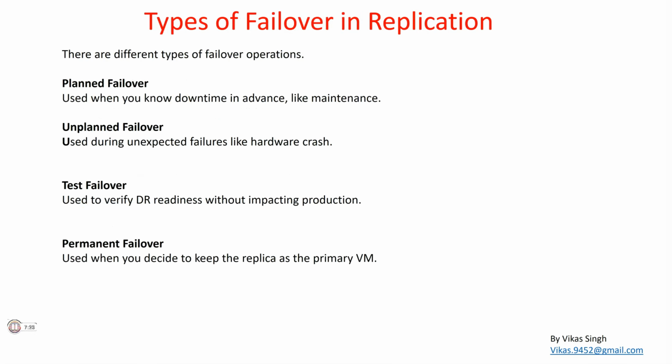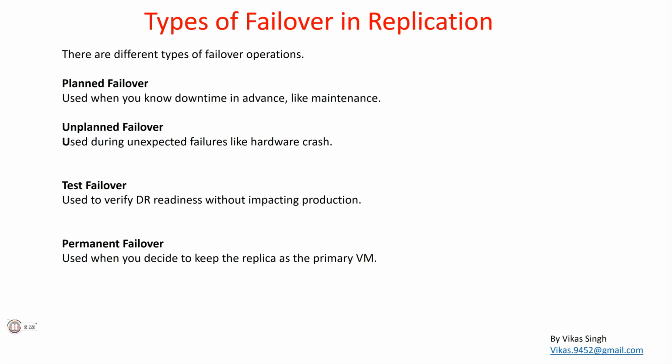Now these are the main types of failover. The very first one is planned failover, used when you already know the downtime is coming, like maintenance or any planned failover activity, or maybe a DR drill. That is called a planned failover. Unplanned failover is for unexpected failures such as a hardware crash, power failure, data loss, power loss at the primary site, or maybe a disaster. These are the scenarios when you do an unplanned failover.